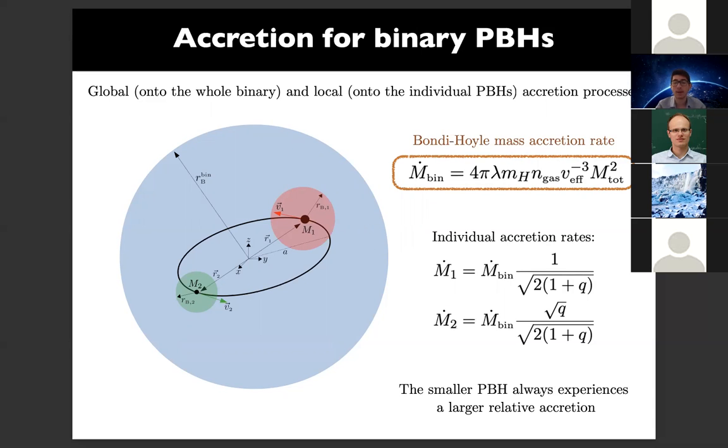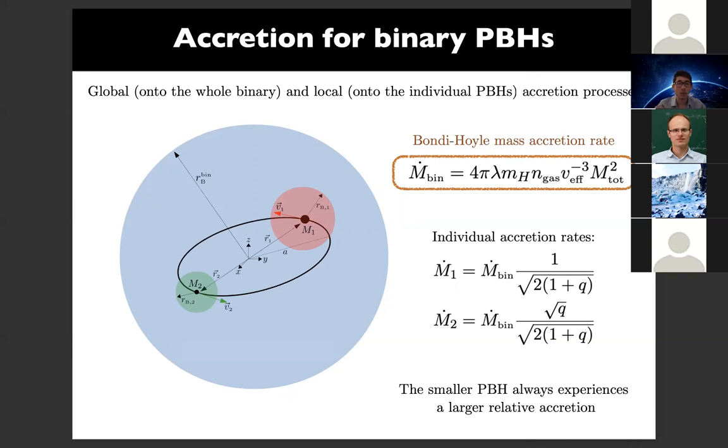ratio of the binary. And an interesting feature which arises in this kind of modeling is that the smaller primordial black hole in the binary always experiences a larger relative accretion rate with respect to the primary component. And this happens because it sees the accretion flow also due to the presence of the primary component, which is heavier.